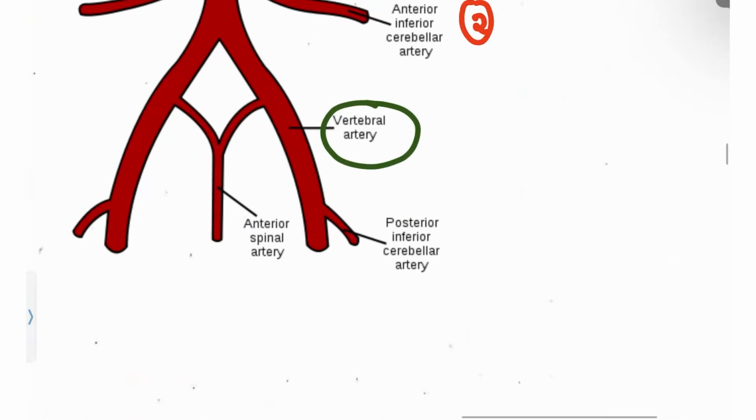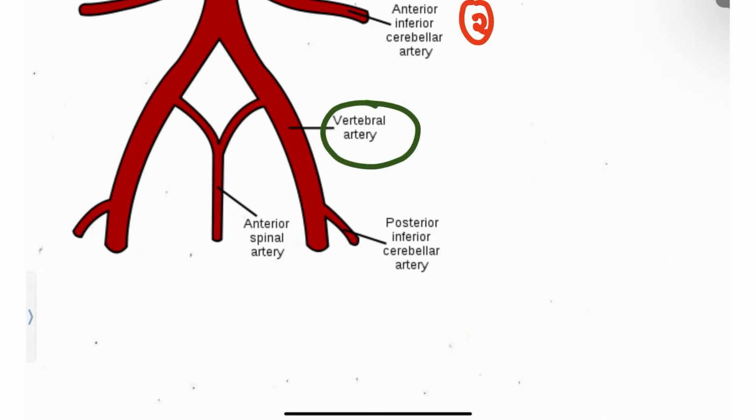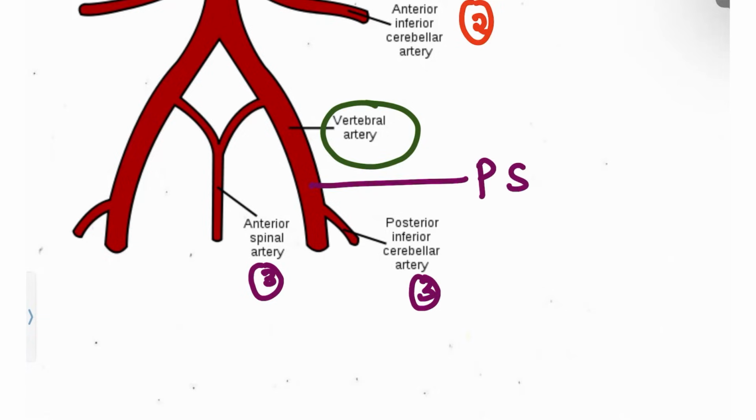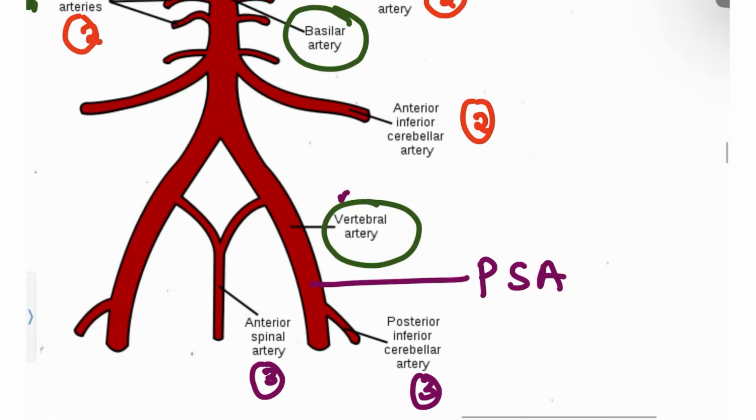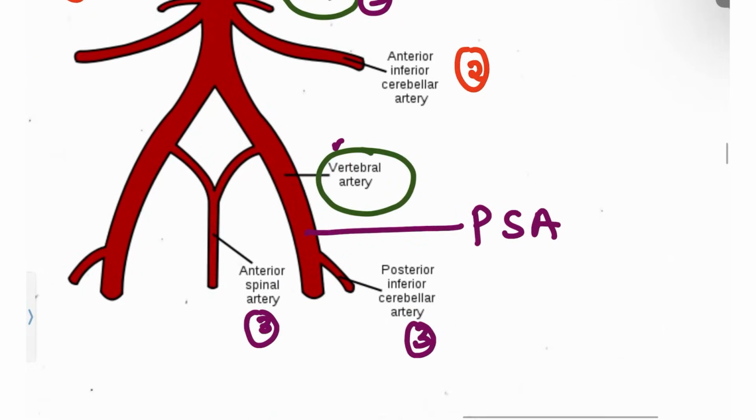Next, coming to the vertebral artery. What are the main branches of the vertebral artery? In the vertebral artery, you have the anterior spinal artery. Here you can see anterior spinal artery and posterior inferior cerebellar artery. Along with that, there will be a posterior spinal artery. Sorry, posterior spinal arteries, anterior spinal artery and posterior spinal artery. And also the vertebral artery is giving a branch to the basilar artery. Okay, this is also going to be involved for the basilar artery.